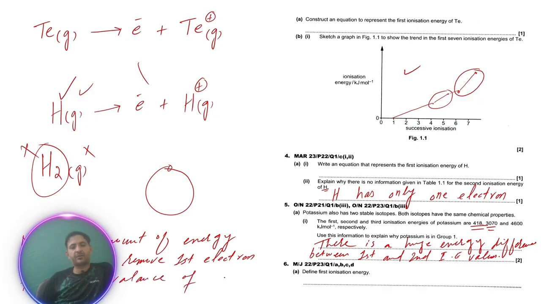Of one mole of gaseous atoms, independent gaseous atoms. It is the reason I'm writing in every equation it must be in gaseous and independent atom. I'm not writing them in the molecular form.